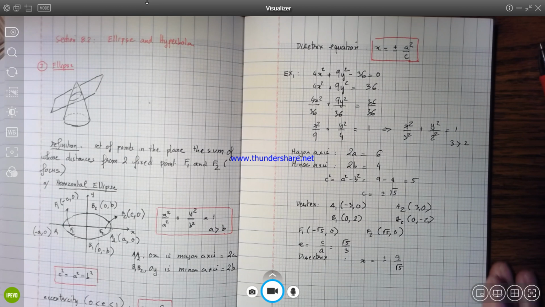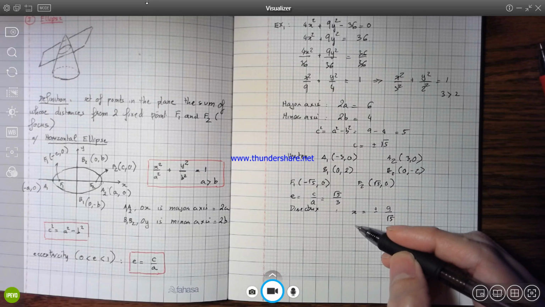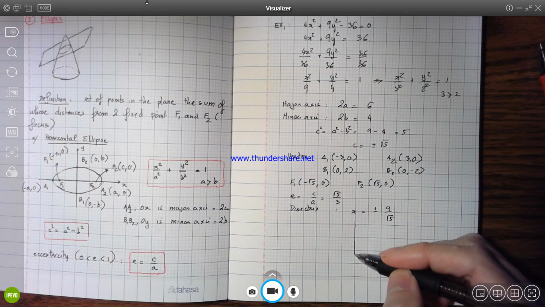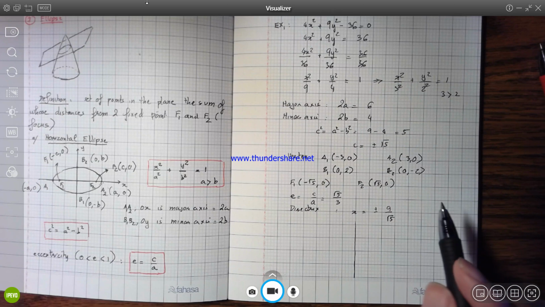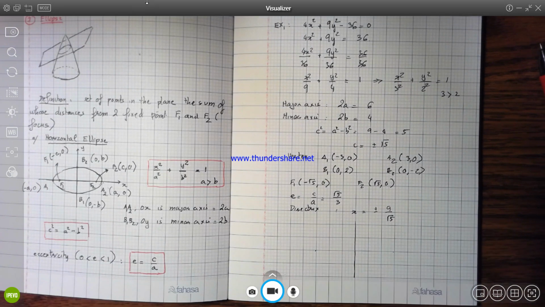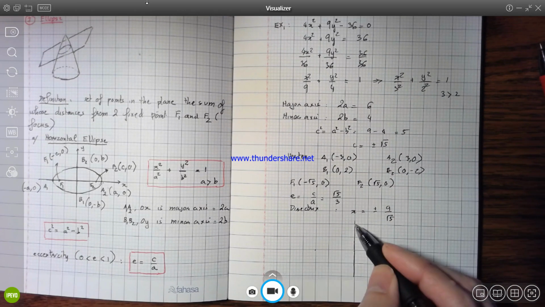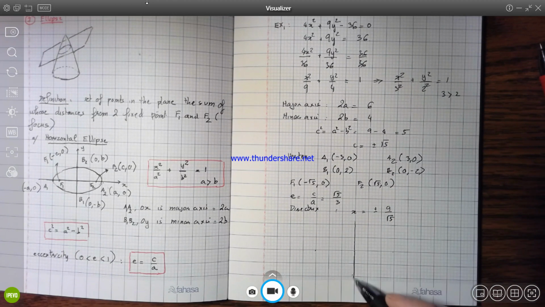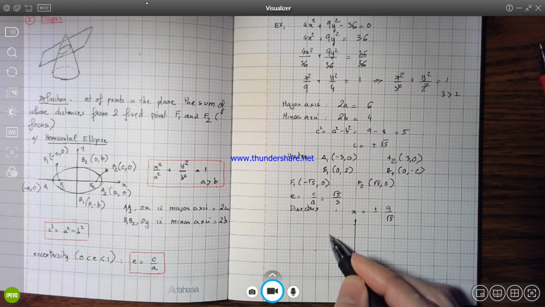And you can do a quick sketch of what the ellipse looks like. Because over here there's 6, I'm going to use 1, 2, 3, so this is a, it'll be 3, and the other one should be 2. So we're going to have an ellipse something like this.